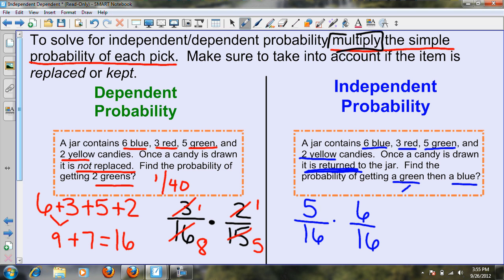I'm going to simplify before I multiply here again. Simplify by 2, that would be 3, and this would be 8. 5 times 3 is 15. 16 times 8, 48, carry my 4, 12. 15 over 128.